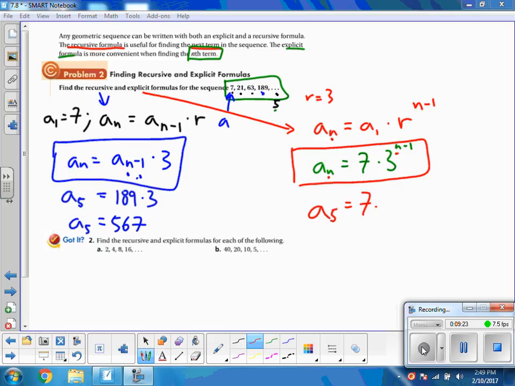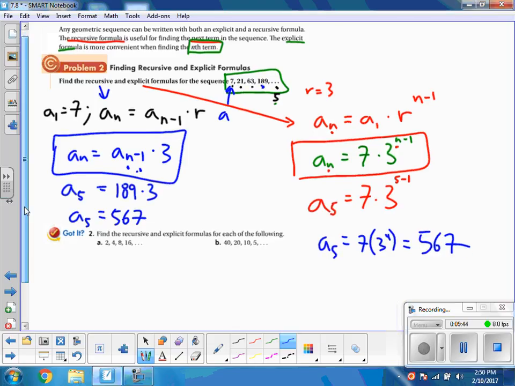Okay, my starting term is 7, my rate is 3, and I want the 5th term minus 1. And when I simplify this out, my 5th term is going to be 7 times 3 to the 4th power. So 7 times 3 to the 4th power, and I get 567.